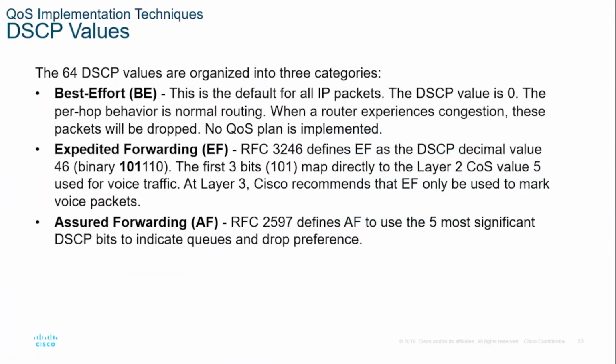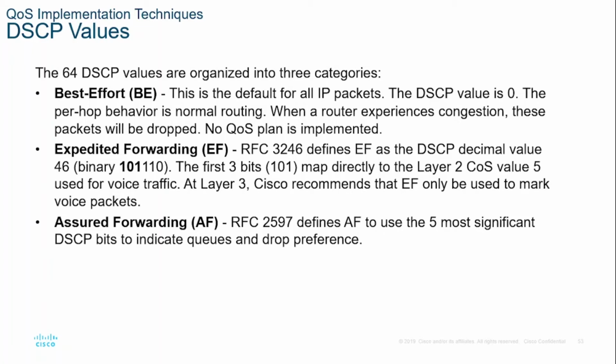Now the DSCP values. The 64 DSCP values are organized into 3 categories. Number 1 is the best effort or BE. This is the default for all IP packets. The DSCP value is 0. The per hop behavior is normal routing. When a router experiences congestion, these packets will be dropped. No QoS plan is implemented.